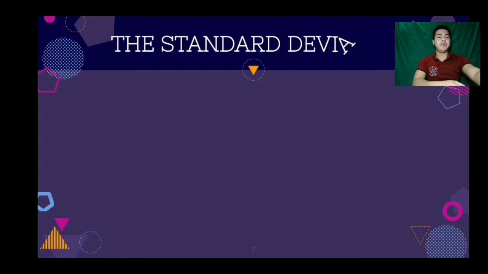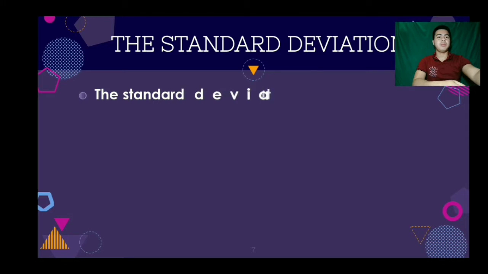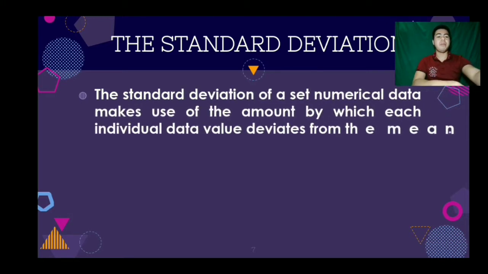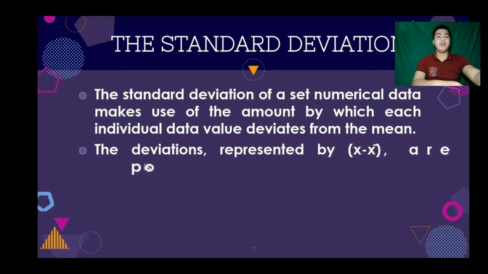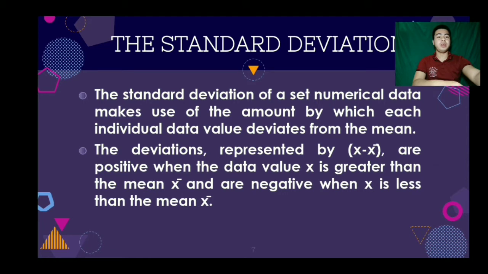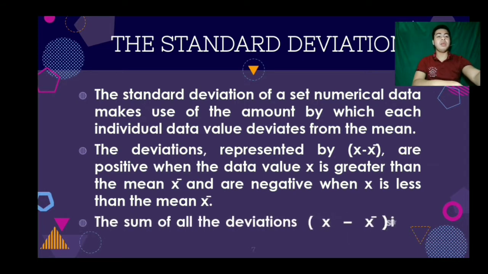The standard deviation. The standard deviation of a set of numerical data makes use of the amount by which each individual data value deviates from the mean. The deviations, represented by x minus mean, are positive when the data value x is greater than the mean and are negative when x is less than the mean. The sum of all the deviations, x minus mean, is 0 for all sets of data.